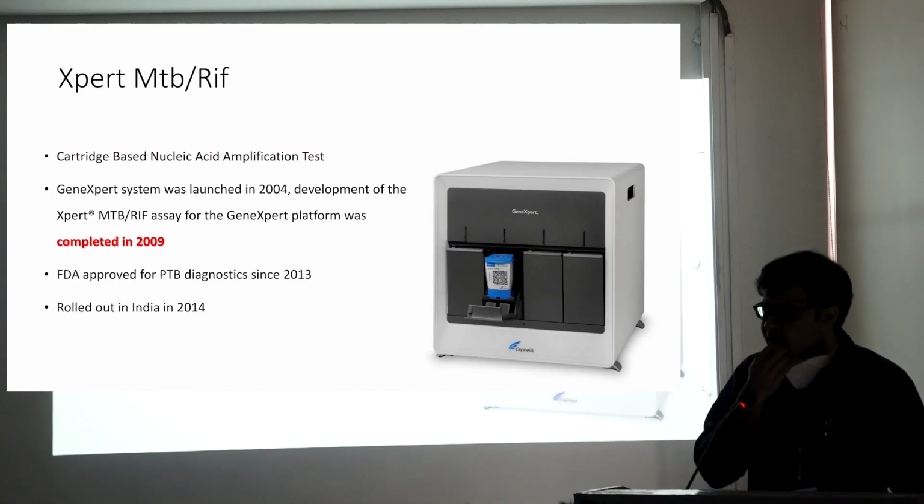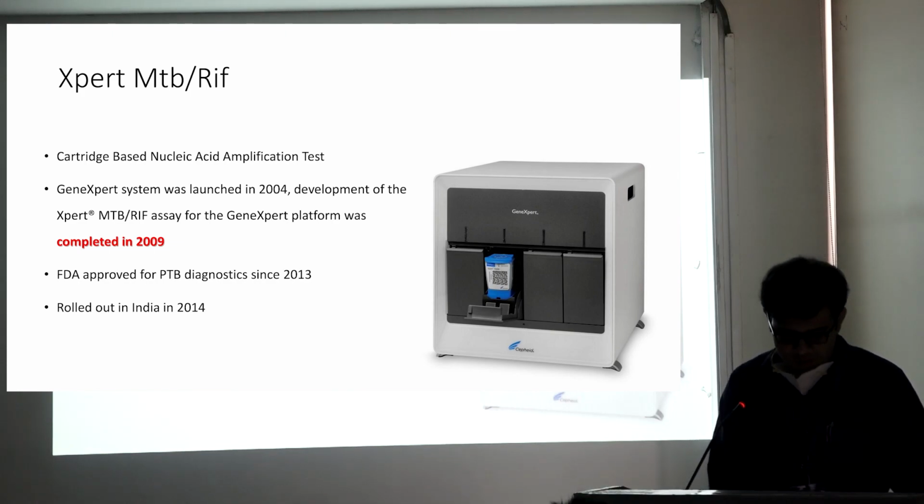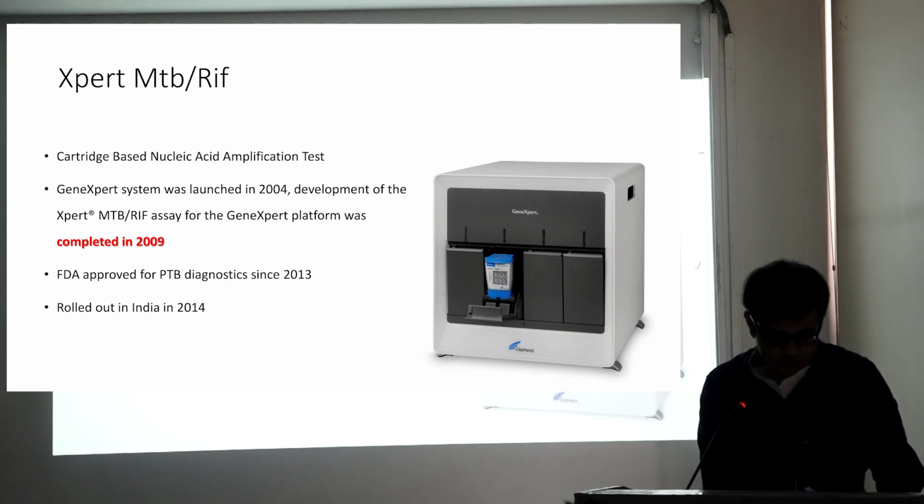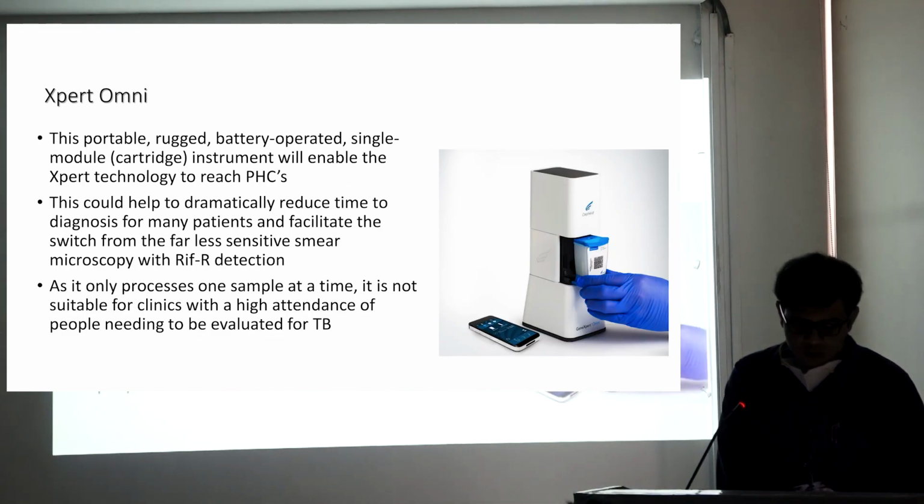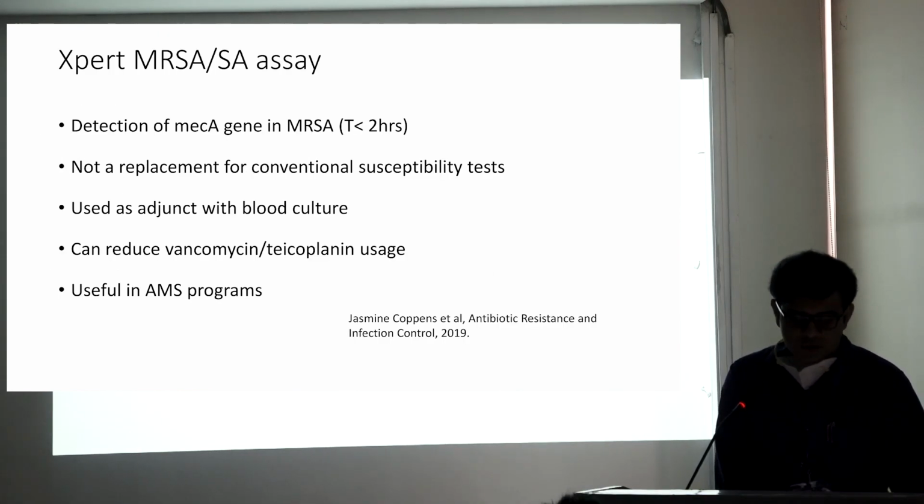Now CBNAAT. We are using this platform mainly for diagnosis of tuberculosis and rifampicin resistance. This platform came in 2009 and the FDA gave approval in 2013. Now there is a smaller thing called Xpert Omni. Again, this is for TB only, not exactly sepsis. This can be used in peripheral health centers as well.